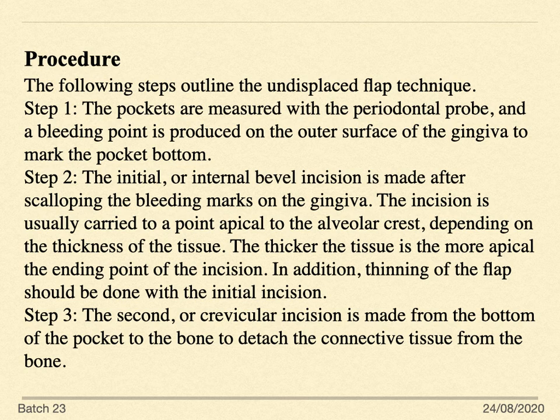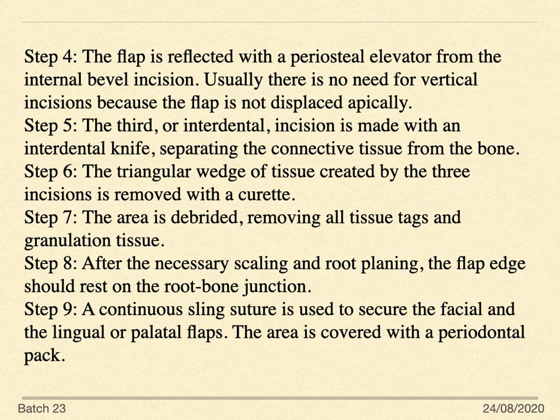The second incision will be the crevicular incision, which is made from the bottom of the pocket to the bone to detach the connective tissue from the bone. Step 4 will be the flap reflection with the periosteal elevator from the internal bevel incision. Usually there is no need for a vertical incision because the flap is not usually displaced. The third, or the interdental incision, is made with an interdental knife separating the connective tissue from the bone. The triangular wedge of tissue is removed.